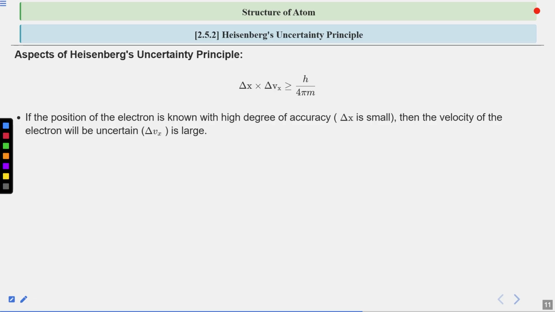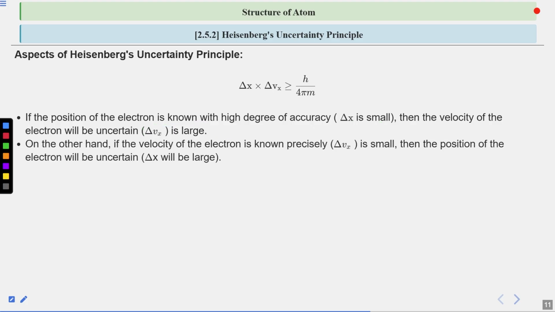Now the point here is that if suppose the delta x is small, then what will happen? The velocity will be very high. This will be true. Now, what is the second case? The second case would be that if this is low, then this will be high. So the point is that you have to keep this product as h by 4 pi m, or it should be greater than h by 4 pi m.